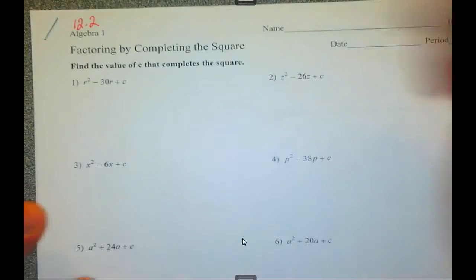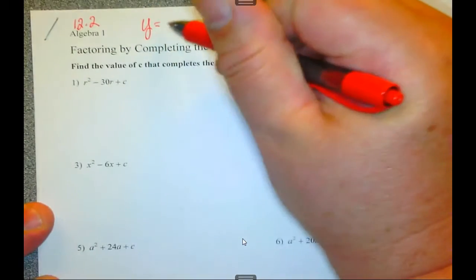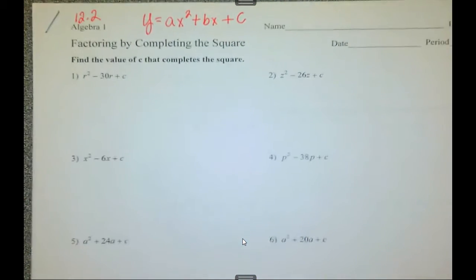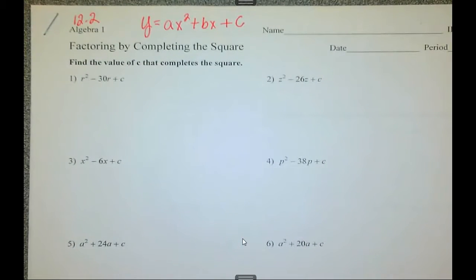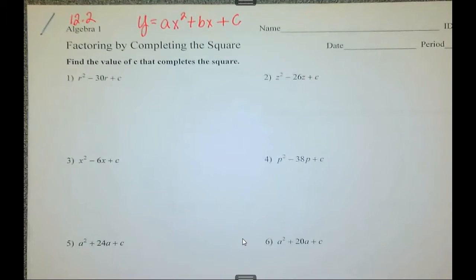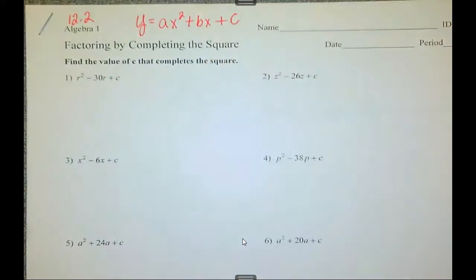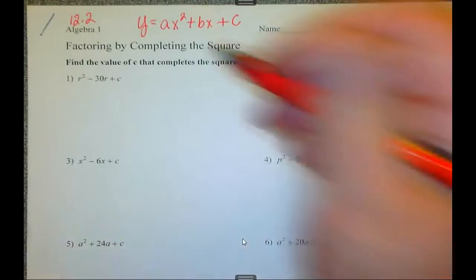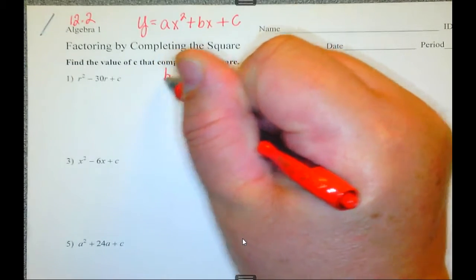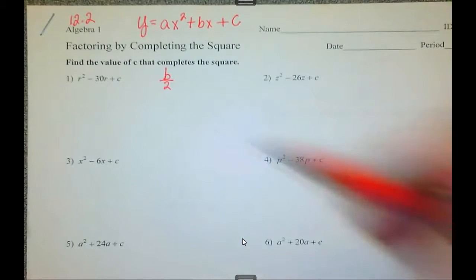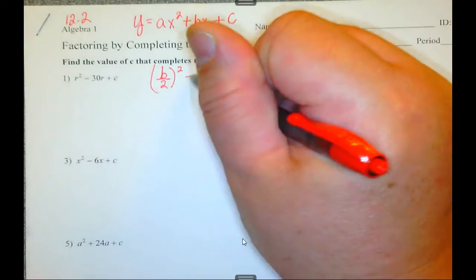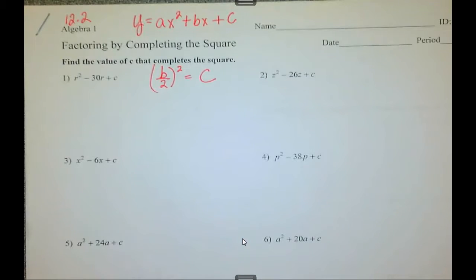Everybody remember standard form? y equals ax squared plus bx plus c. Okay. Been working with that for quite some time now. Here, we're going to figure out what c is, because this is just part of completing the square. This is how we're going to do it. We're going to take half our b, we're going to square it, and that's going to be our c. All we're going to do for the first page, figure out what c is.